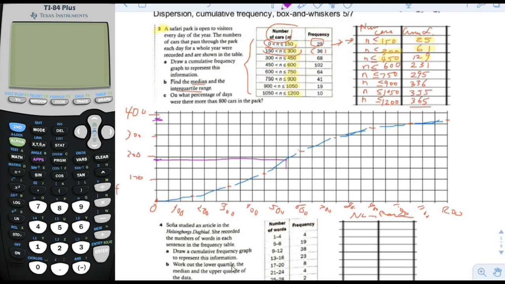Now you remember this from the investigation, right? So I use this purple line, I go right till I hit the blue line, and then I go down until I hit the x-axis. And it looks like I'm hitting a number about 540 maybe, okay? So I'm going to say that the median is 540, about, okay?